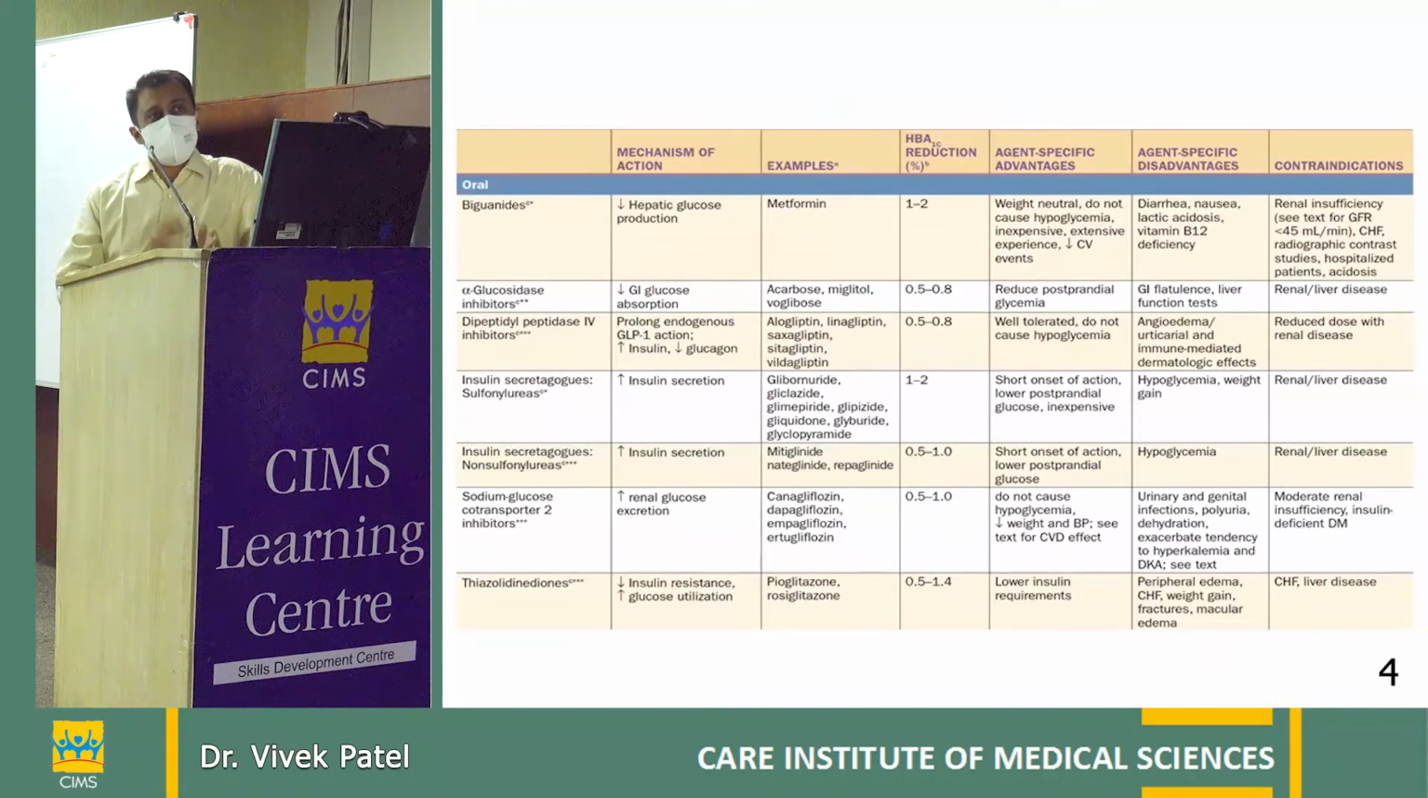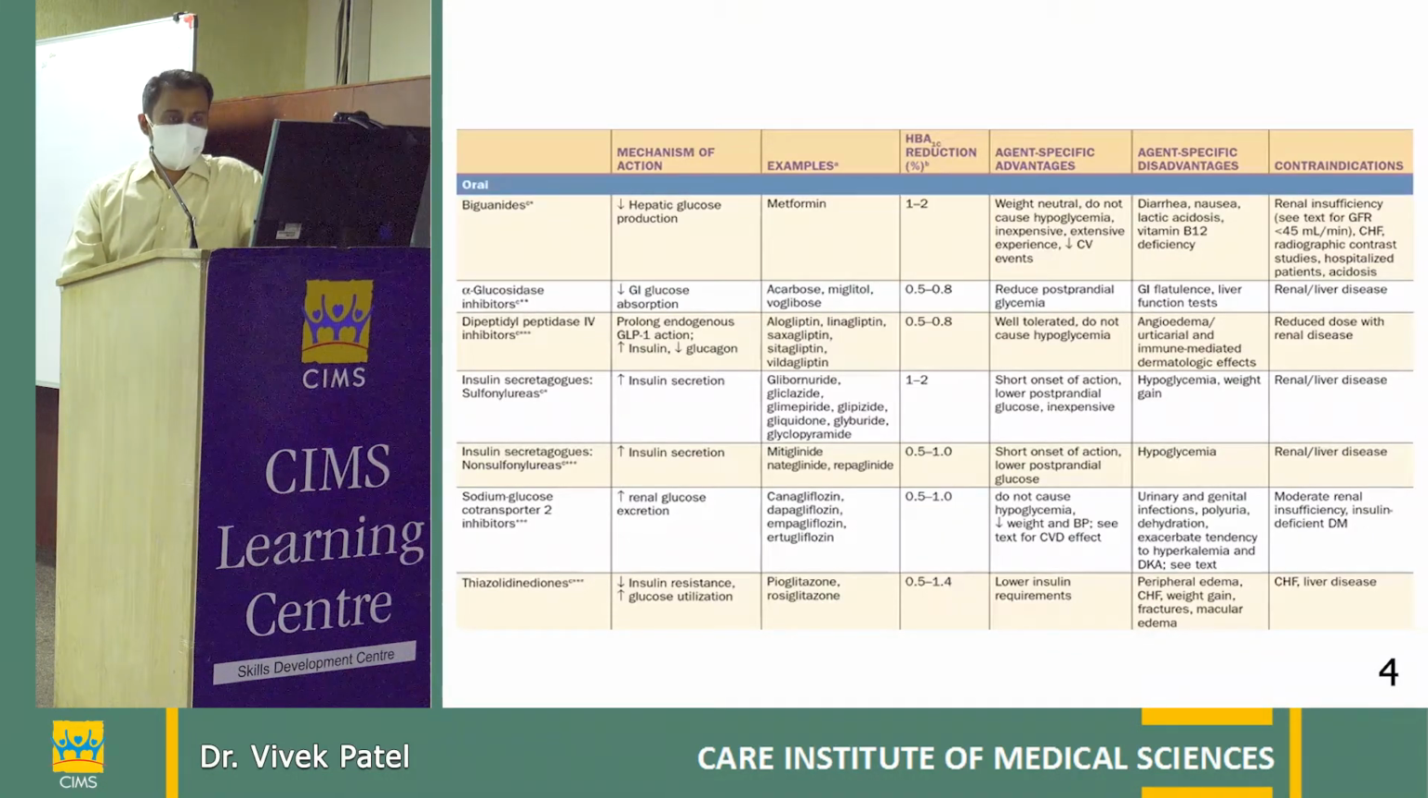Another common side effect is B12 deficiency. Those patients who are taking metformin for a longer period of time develop B12 deficiency, and they may require B12 supplementation. The specific contraindication with metformin is renal insufficiency: whenever the estimated GFR goes below 45, the maximum dose should be reduced to half, that is 1 gram.